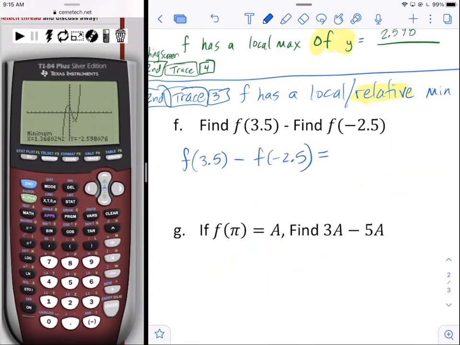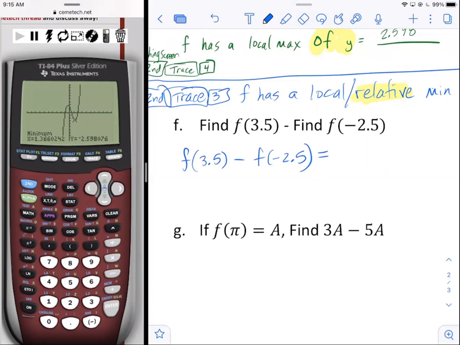Now, if we do this from the graphing screen, we're going to have to find f of 3.5 and f of negative 2.5 separately. And then we're going to have to store them. You want to see what that looks like? Might as well. So we'll call this method A. This is the method that I would not encourage you to do. Don't do it this way.